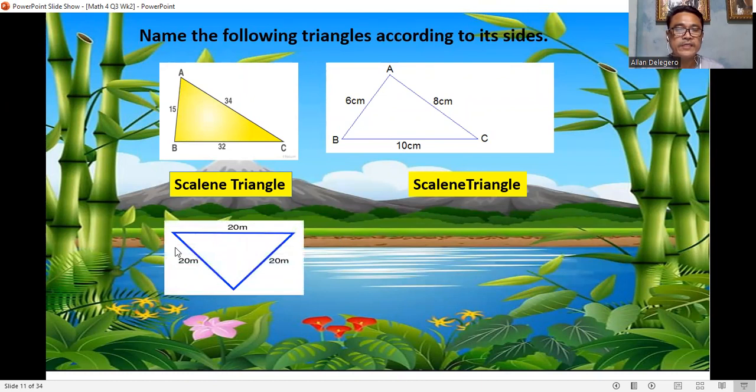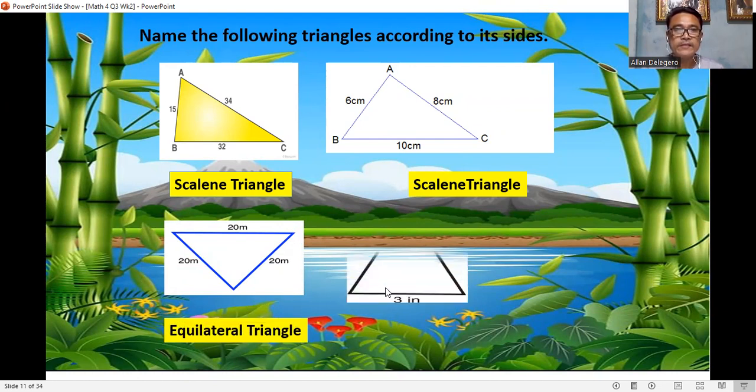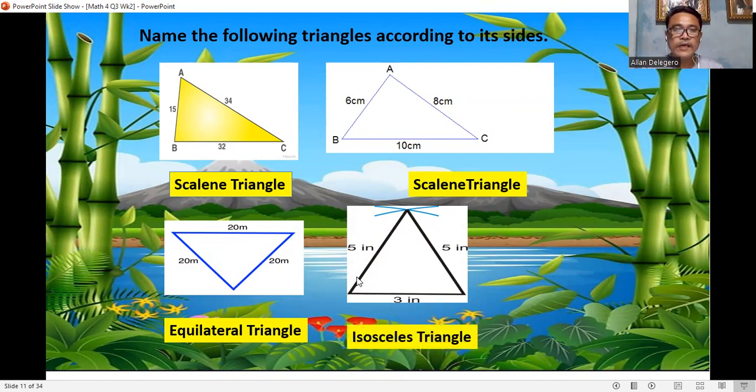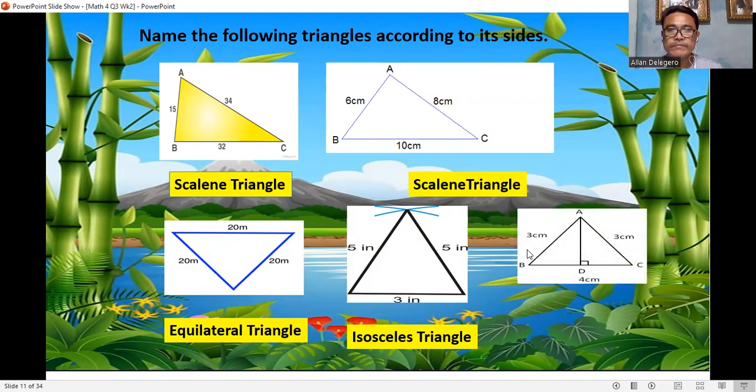Number 3. The 3 sides are equal, and this is an equilateral triangle. Number 4. The 2 sides are equal, and this is an isosceles triangle. And number 5, 2 sides are equal, and this is an isosceles triangle.